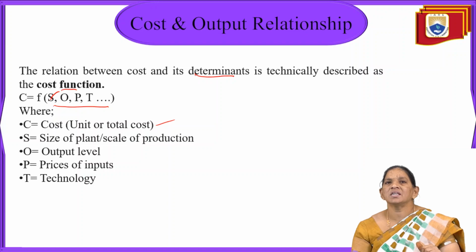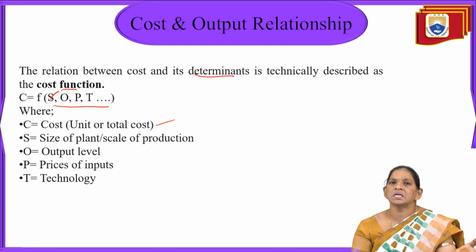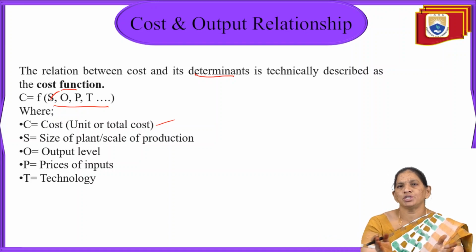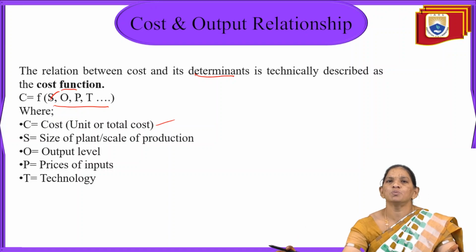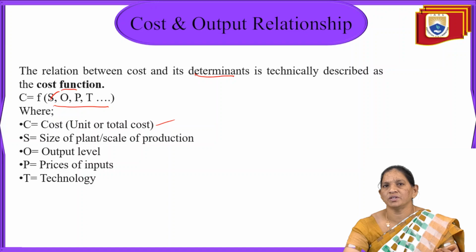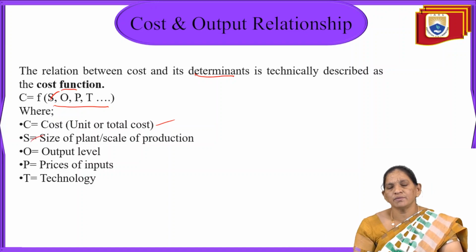What is the size of the plant, maybe small scale production, medium scale production or large scale production? We should consider the capacity of the plant we are utilizing, or the scale of production, large, medium or small. Based upon that we can have the cost function relationship. So S determines the size of the plant and scale of production.